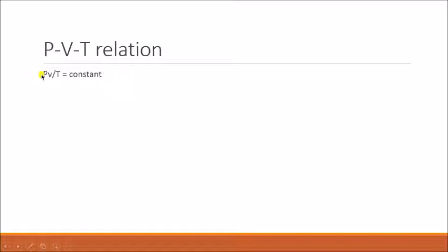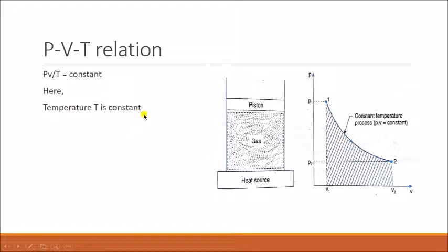Next we will see the pressure, volume and temperature relation during this process. The general equation is given by PV divided by T is equal to constant. In this process the temperature is constant, so the temperature T becomes 1 because the temperature doesn't change. Its value remains the same throughout the process. Hence this equation we can rewrite as PV is equal to constant. It can also be written as P1 V1 is equal to P2 V2, that is pressure and volume at point 1 is equal to pressure and volume at point 2. So this is the PV relation during isothermal process. We don't have T here because T is constant, so it becomes 1. Hence the only variables are pressure and volume.